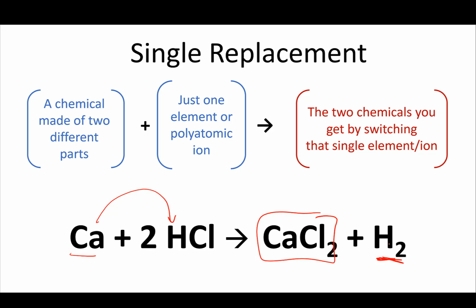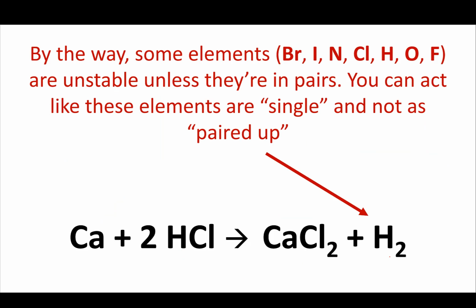Now where did this come from? Because you would expect if this one hydrogen got kicked out, it would just be an H. So why is it H2? Now, some elements, bromine, iodine, nitrogen, chlorine, hydrogen, oxygen, fluorine, they're unstable unless they're in pairs. So this right here, you can act like this is single and not paired up, because it used to be single. That seems weird. Let me show you what I mean.